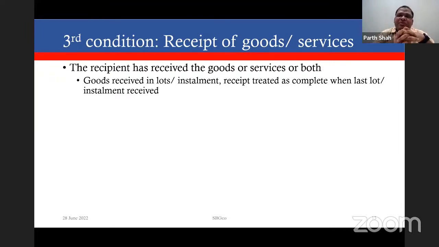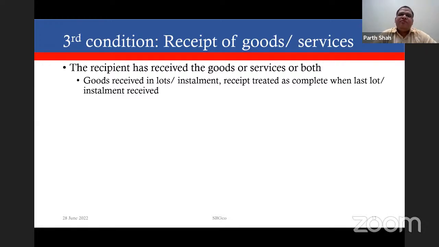There's a strong basis to say that the actual compliance of this condition can take place subsequently also. For example, today if I book an air ticket, I have not received the service per se today. I have received an agreement, an agreement to provide service, but not actual provision of service. Still, I can claim that ITC today because there is a commitment that I will in future receive the service from that airline. So this is one aspect which we all have to keep in mind.